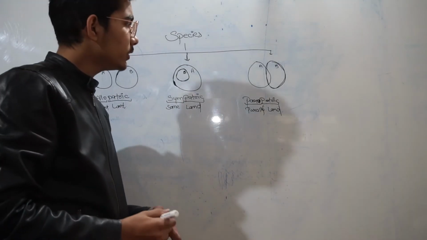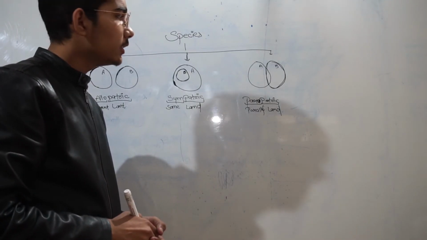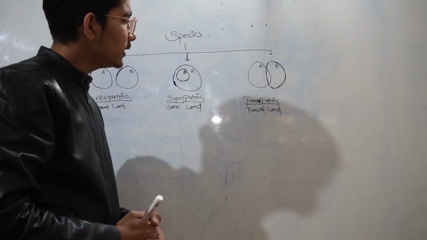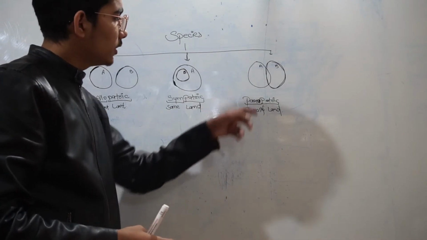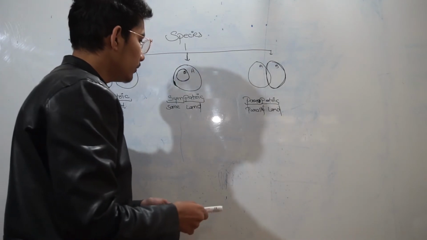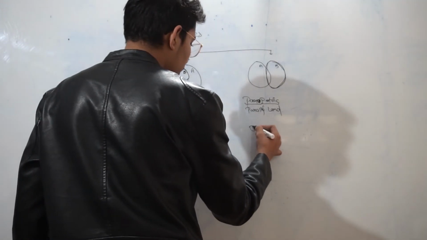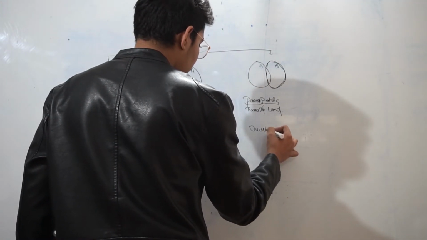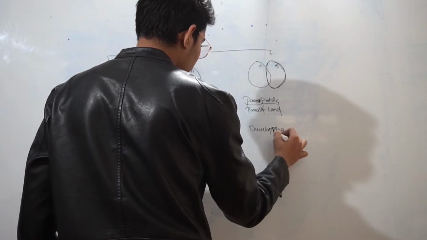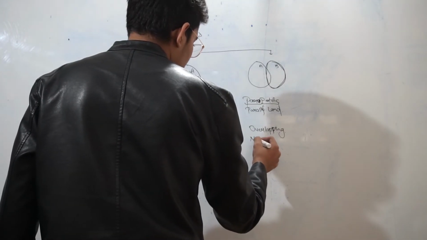Here, as you see, there is presence of overlapping between these two species' geographical areas. Yes, there is an overlapping, but it is not so wide. The geographical area of overlapping is narrow. So we can say there is a presence of overlapping in a narrow zone.